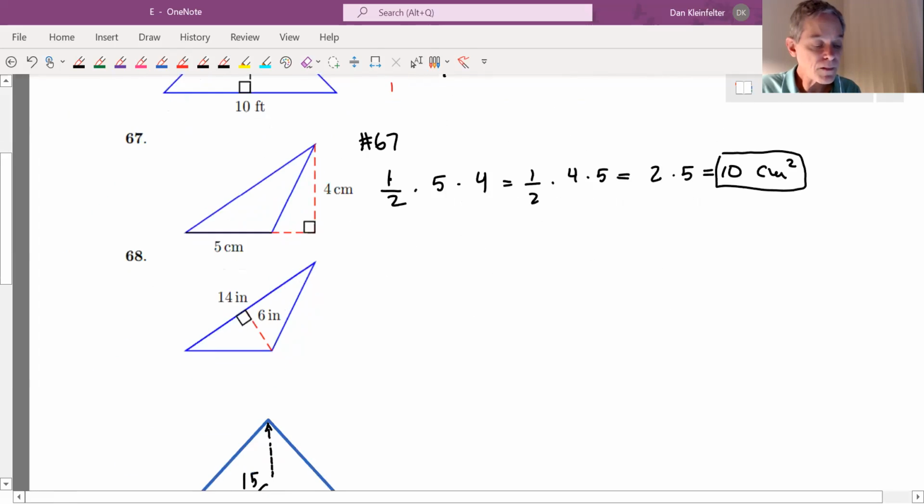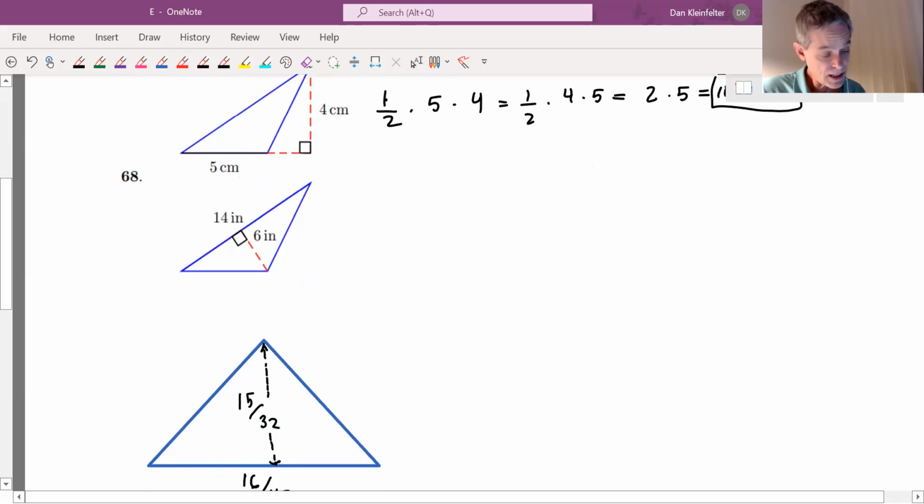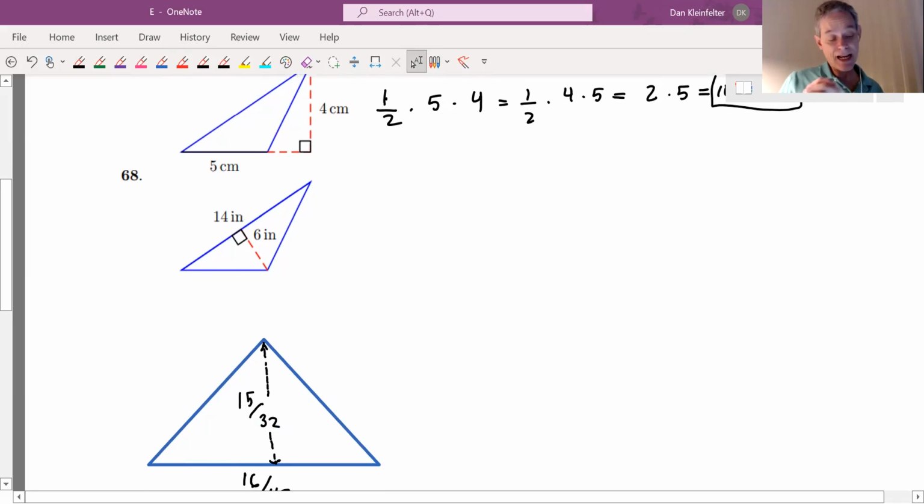Okay? And we remembered about the fact that multiplication is commutative. All right, so now this will be number 68. So 1/2. The base here is the 14. So that's 14. And then the height is 6.